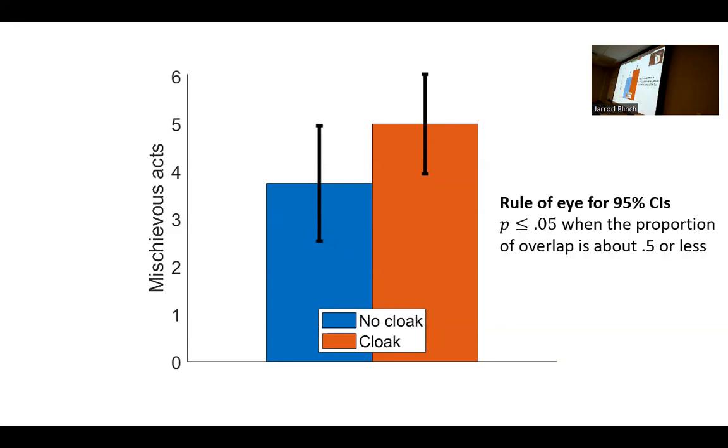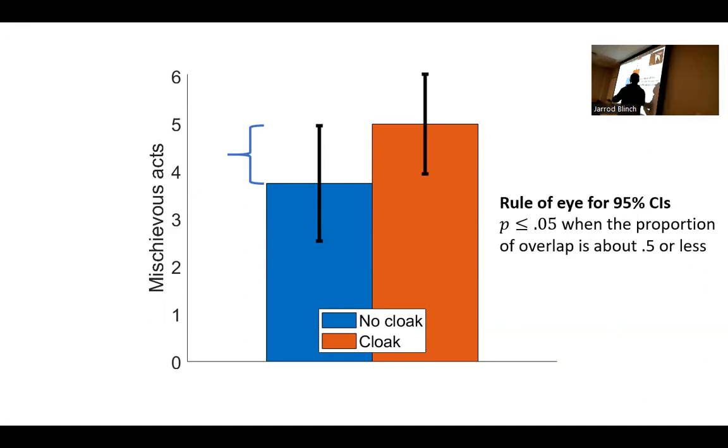So has anyone heard of the rule of eye for looking at error bars for confidence intervals? Well, here it is. If you have a 95% confidence interval, which is the most common confidence interval to report, then we know there's a significant difference when the proportion of overlap of those two confidence intervals is about 0.5 or less. Let me draw out what I mean by that.